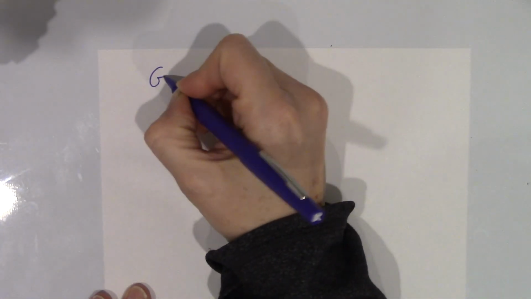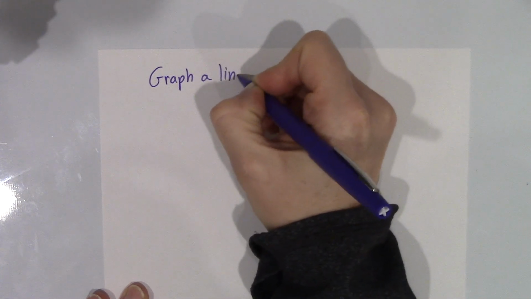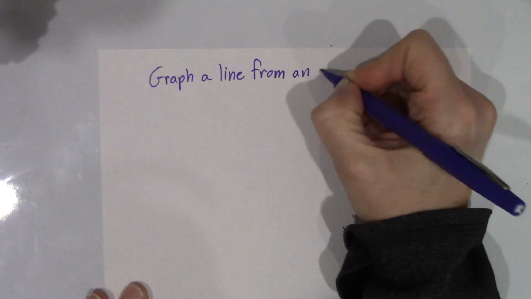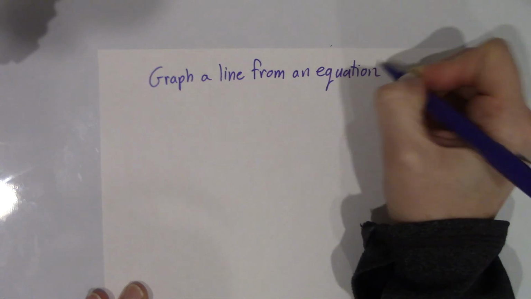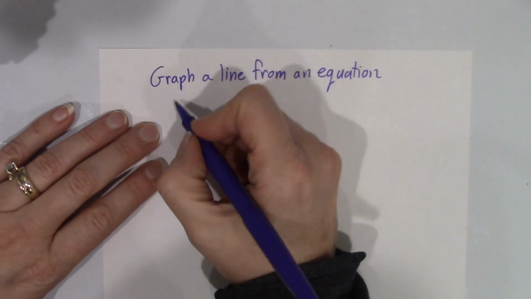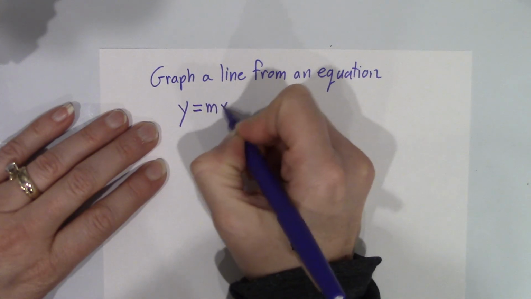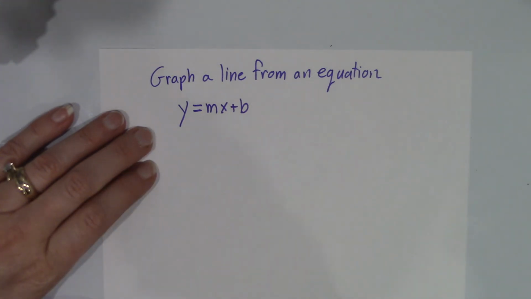All right, for today's lesson, we're going to learn how to graph a line from an equation. We have been learning about the equation of a line, which is y = mx + b. We've been learning about different parts of this equation.